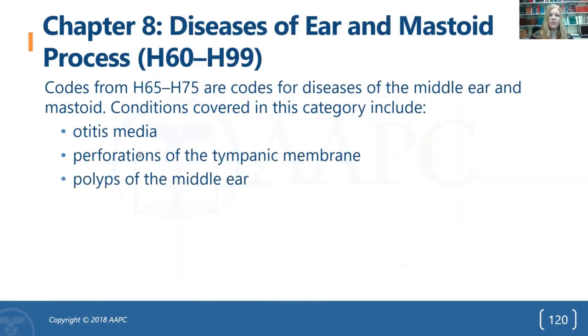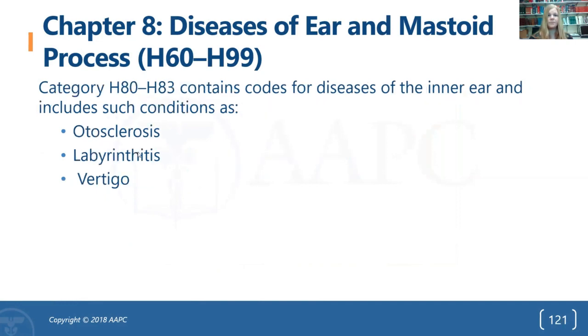Codes H65 through H75 are codes for diseases of the middle ear and mastoid. The conditions covered include otitis media, perforations of the tympanic membrane, and polyps of the middle ear. The category H80 through H83 house the codes for diseases of the inner ear, including conditions such as otosclerosis, labyrinthitis, and vertigo.